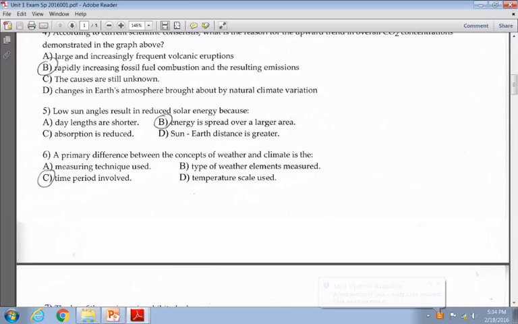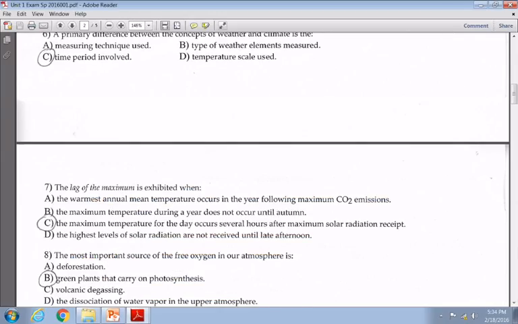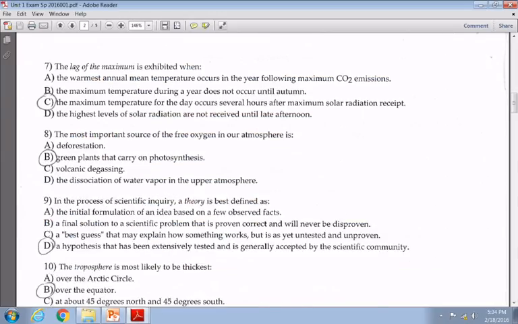Number 6, difference between weather and climate, they both have to do with the atmosphere, but C, the period of time involved is the best answer there. Lag of maximum, they're talking about the hot time of the day being after noon. Noon is when you have the most intense rays, but there's a lag for the Earth to get heat up and re-radiate it. So it's more like 2 or 3 p.m. So C is the best answer for that.